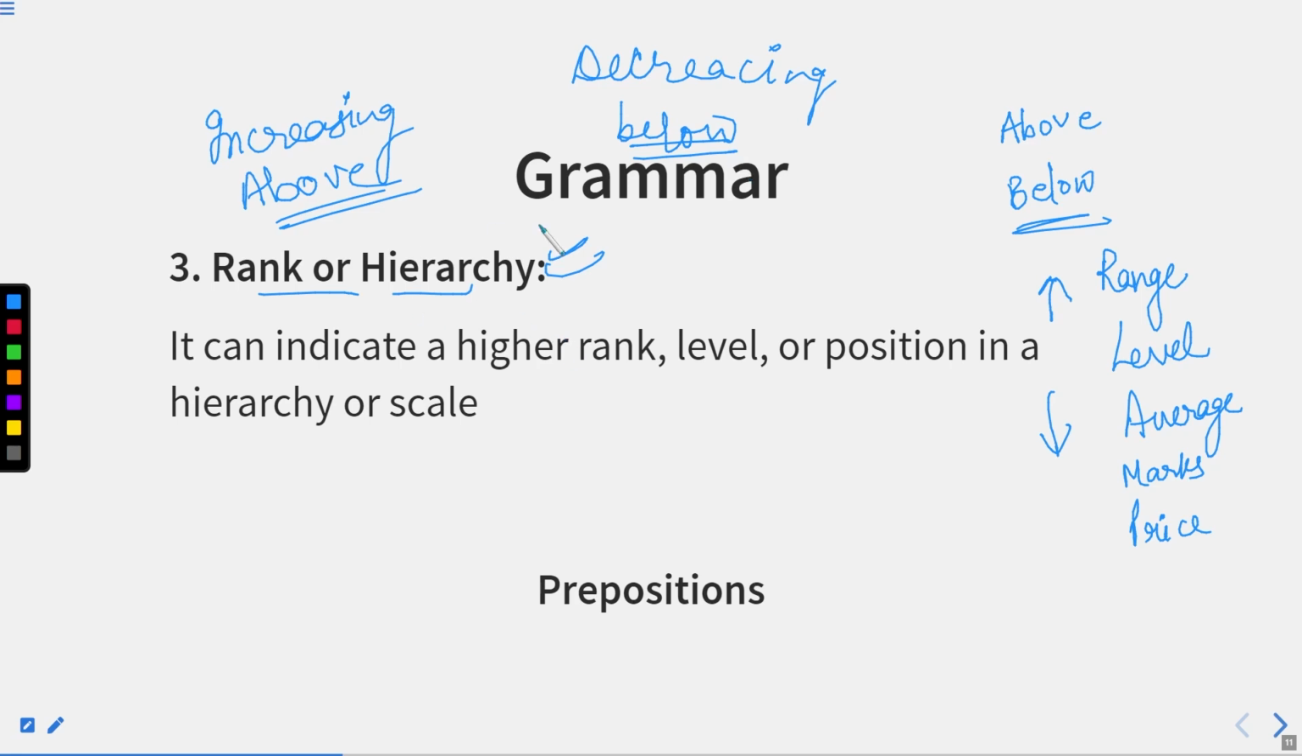If we have to show rank or hierarchy, we basically use above or below. Above can indicate a higher rank. Whenever we have to show a lower rank, lower level, or lower position, we use below, and whenever we have to show a higher rank, higher level, or higher position in a hierarchy or a scale, we use above.